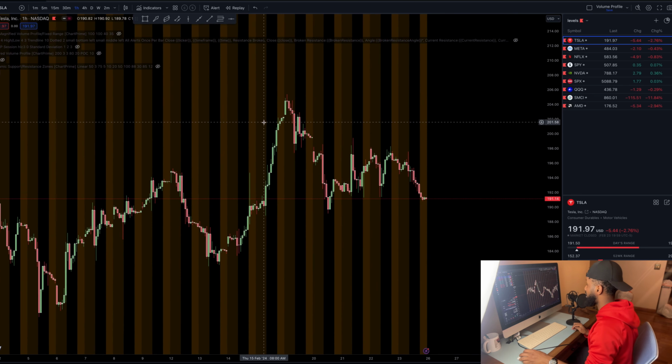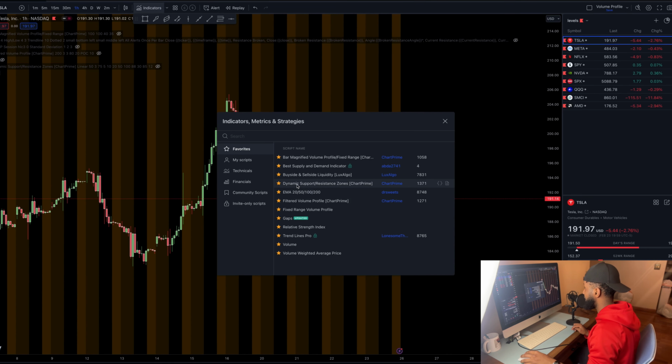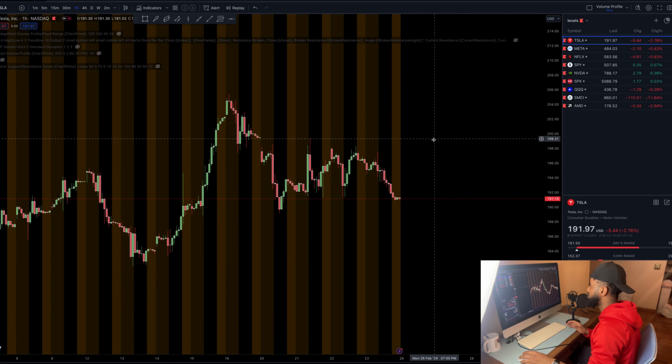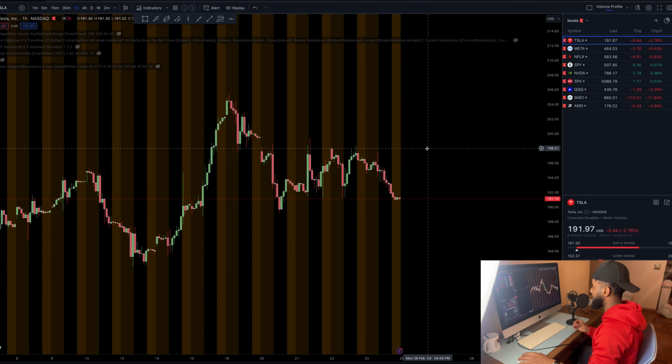So we can remove all of these lines. And when we go to indicators, this is the indicator right here. It is called Dynamic Support and Resistance Zones by Chart Prime. So when we add this to our chart, it is finding volume profile levels. You guys should know what that is. I've made multiple videos about it, but it is volume by price level.